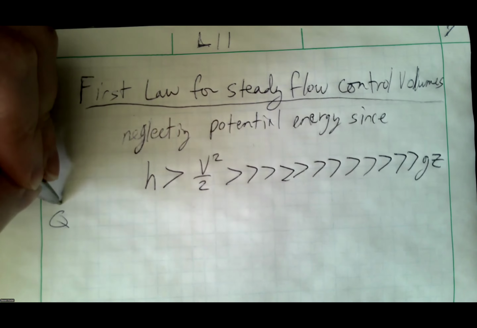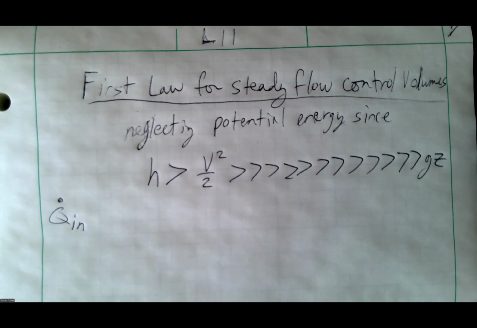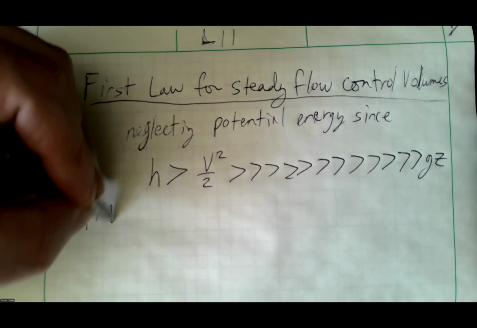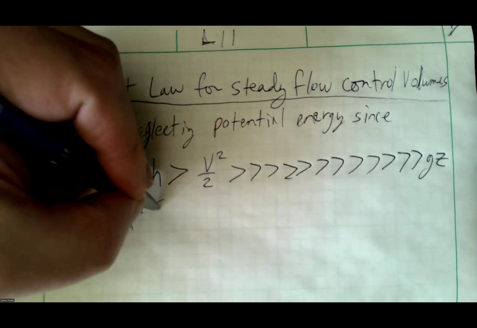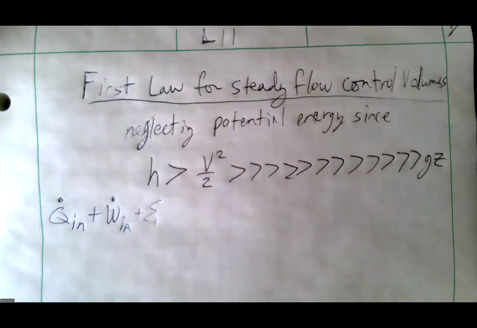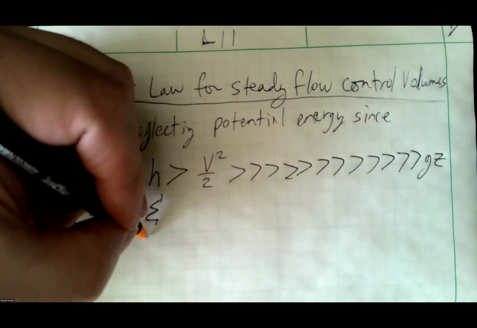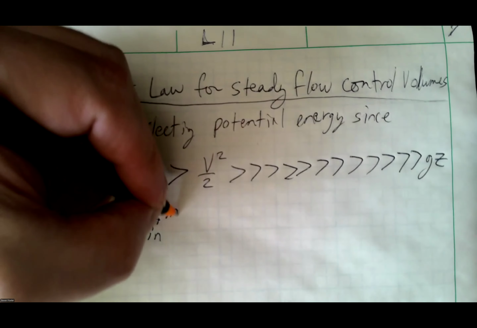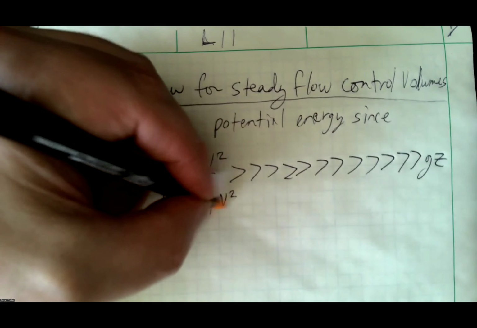So, with that in mind, if we neglect the potential energy change, we can simplify the first law equation we saw last time just a little bit. Add the in, subtract the out, so I could have the rate of heat in, plus the rate of work in, or the power input, plus the summation across all the inlets of the rate at which mass is coming in, m dot, times the enthalpy plus the kinetic energy.